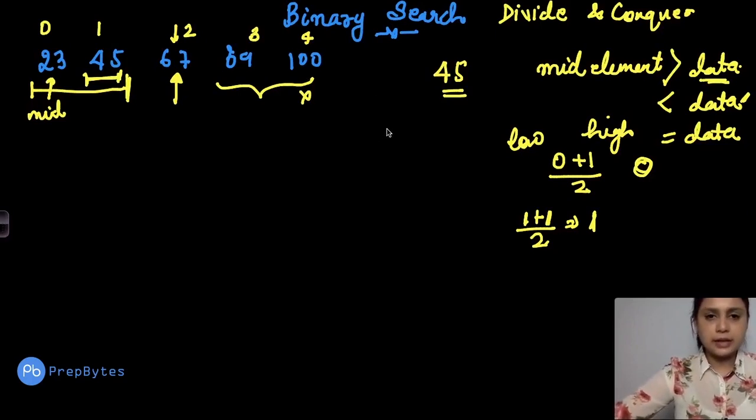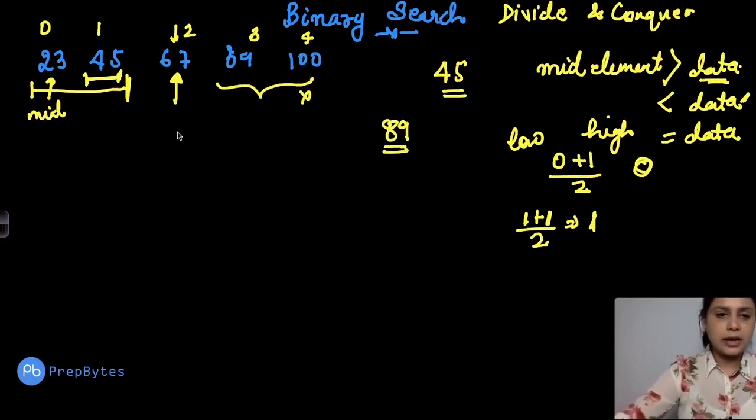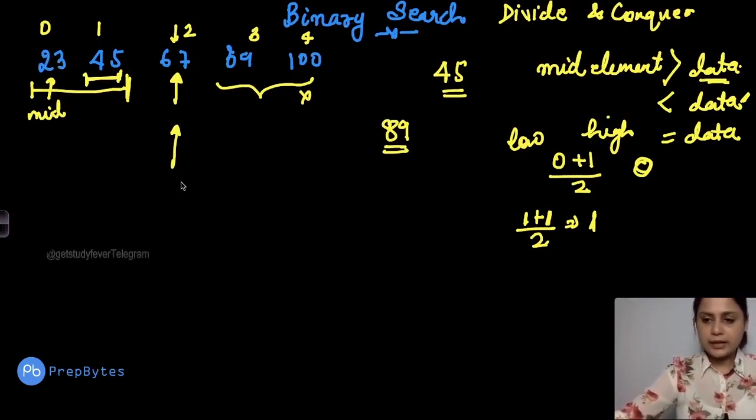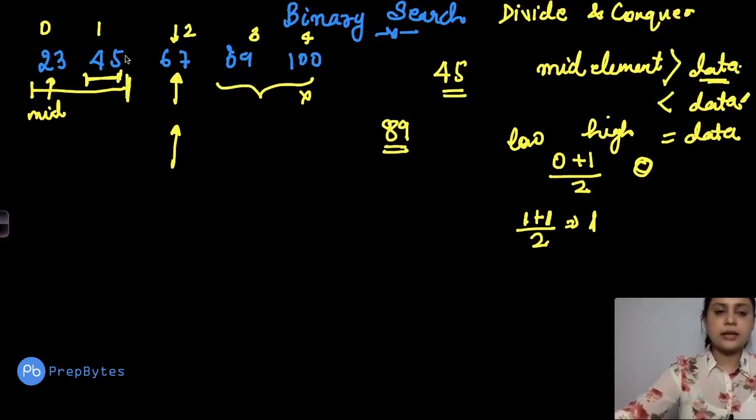Let's take 89. If I take 89, again I'll start with this particular place. This is my mid. How have I calculated this mid? It is (0 plus 4) by 2. At any time I'll keep on calculating the midpoint. Now I'll check: 89 is greater than 67. There is no point, 89 will not be somewhere in this first half of the array, so I will reject it.